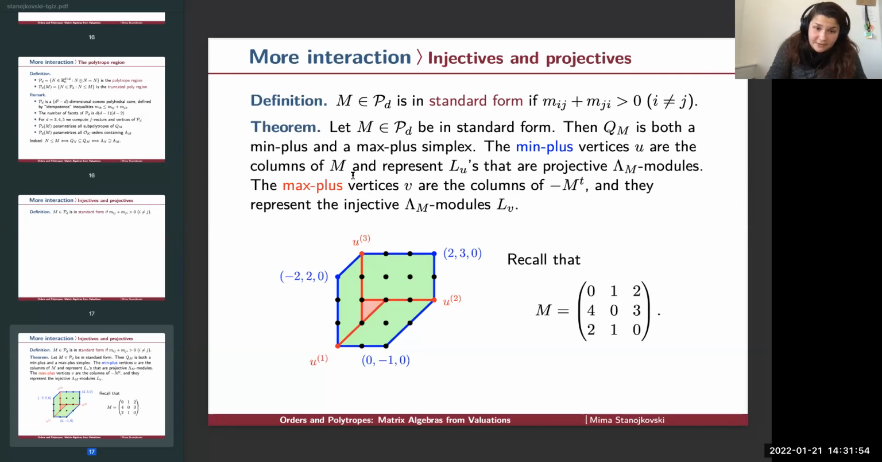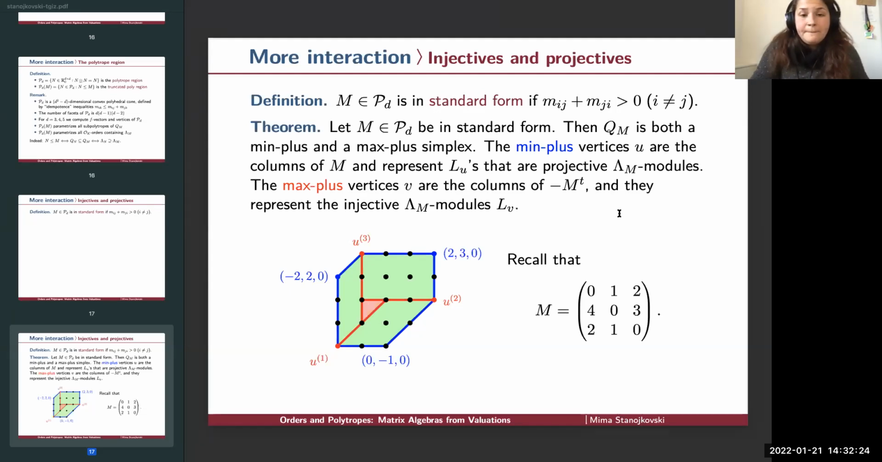On the other hand, if we go with the max plus vertices, these are minus the rows. These are represented by minus the rows of the matrix, and they represent the injective modules. So this also tells us exactly, for example, that we always have d isomorphism types of injective modules and d isomorphism types of projective modules, which is actually pretty nice.